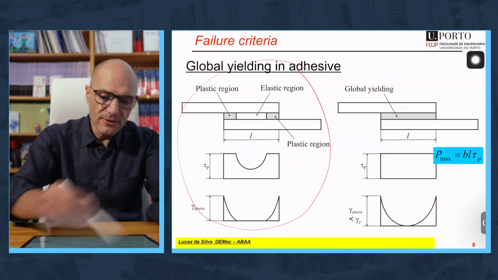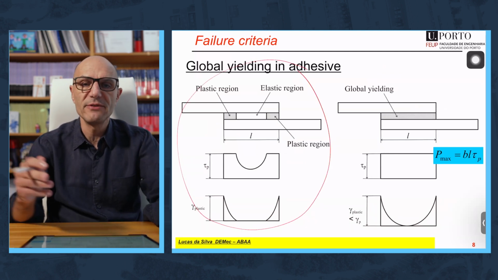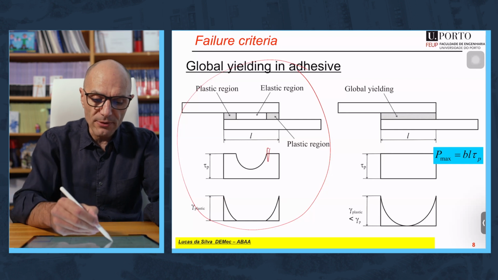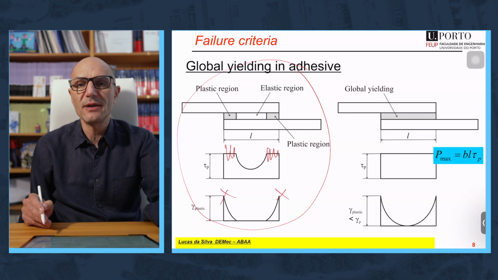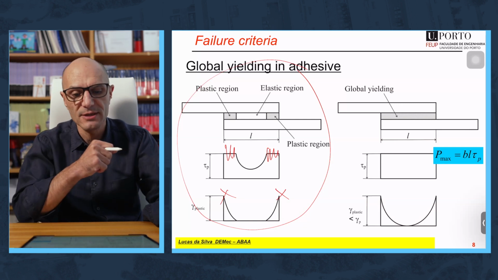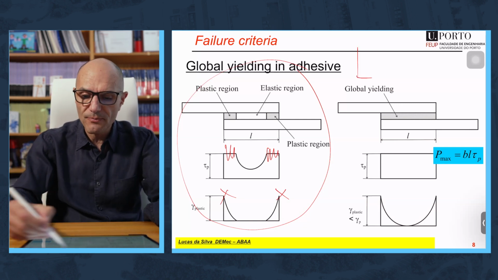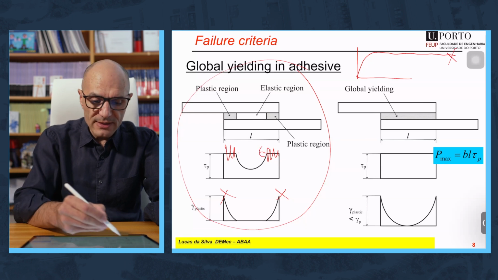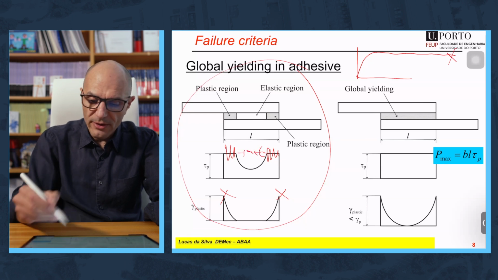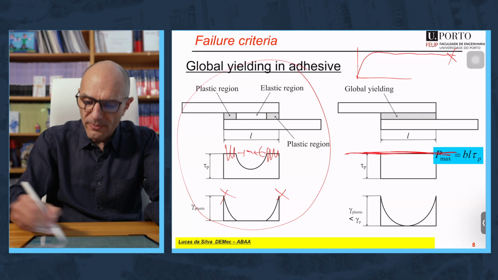So on the left, you have the case where the adhesive has a limited ductility and only part of the adhesive will yield. And it will fail when at the ends of the overlap you reach the failure strain of the adhesive. Now imagine the adhesive is very, very, very ductile and you have plasticity all the way through until you have complete yielding.